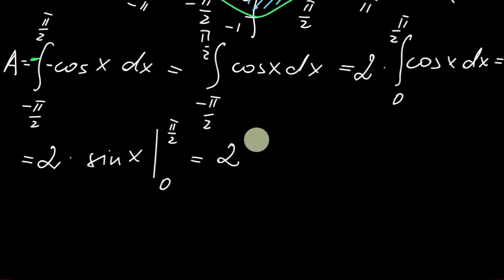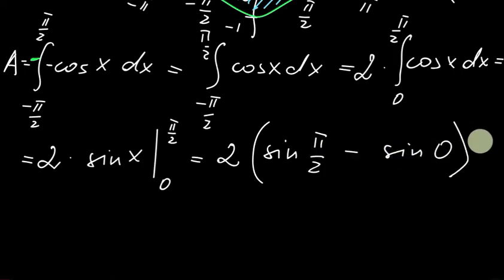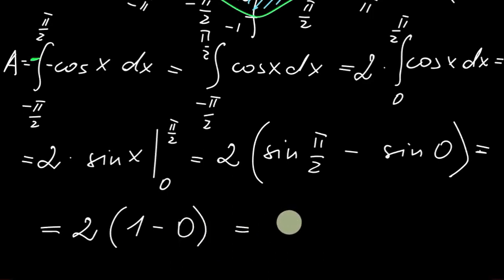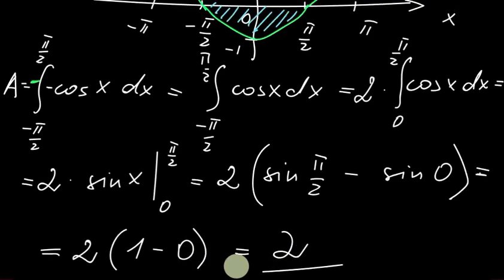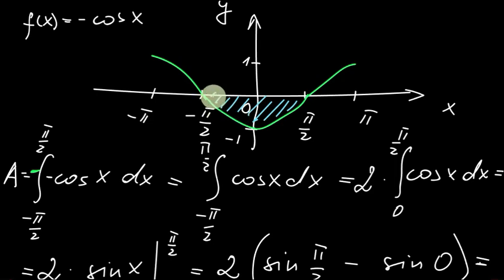Now, put this 2 before parentheses, and let's calculate sine of pi over 2 minus sine of 0. This is equal to 1, this is equal to 0, so we get 1 minus 0, so it's 2. This area, this blue area here, is 2 units of area.